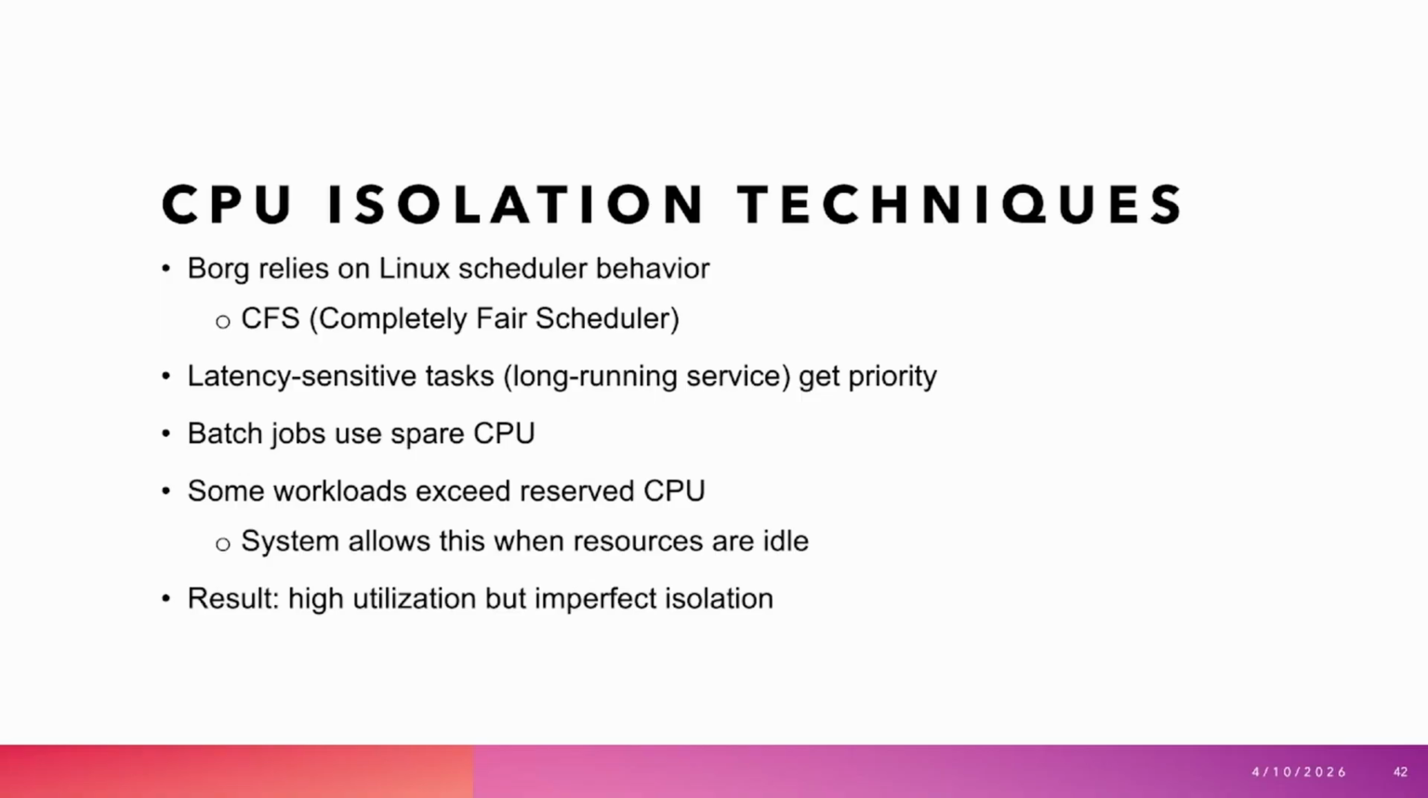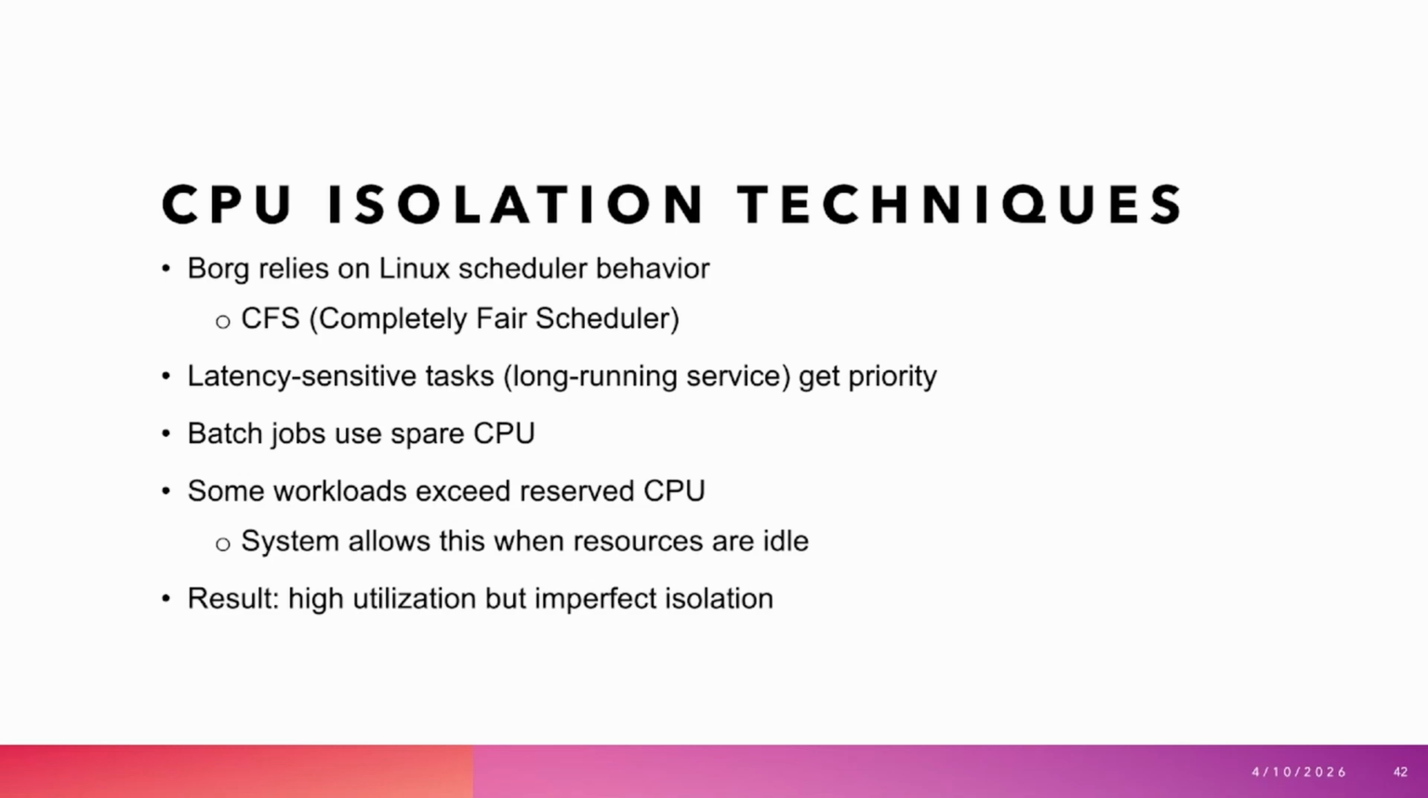Another important behavior is that Borg allows tasks to use more CPU than they were originally allocated if and only if there is idle capacity available. So if a machine isn't fully utilized, tasks can temporarily exceed their reservations and take advantage of unused resources. This is called overcommitment, and it's a major reason why Borg achieves such high overall utilization. Instead of leaving resources idle, it actively tries to keep them busy.